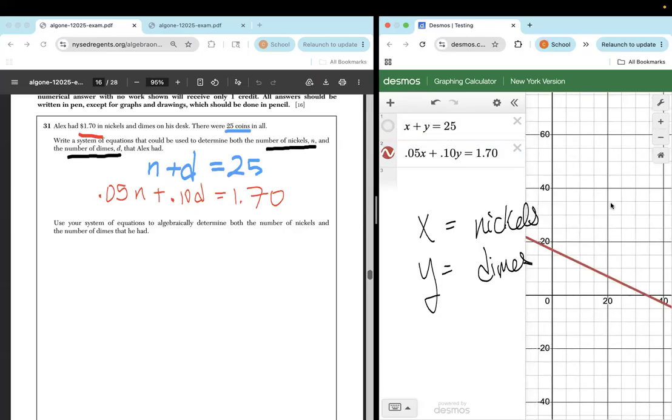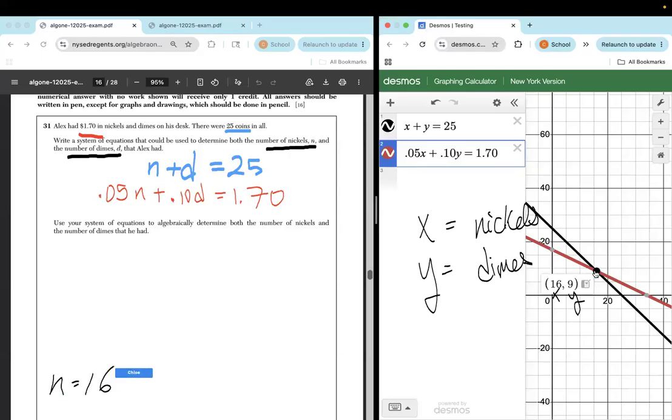Okay, so let's find the solution. The solution is 16, 9. So x and y, right? X is nickels. So let's write down our solution. 16 nickels, n equals 16, and d equals 9. Now, do this first, so you have that, and as you show your algebraic work to try to get the other point, you also know what the solution should be, so you know if you're doing it correctly.